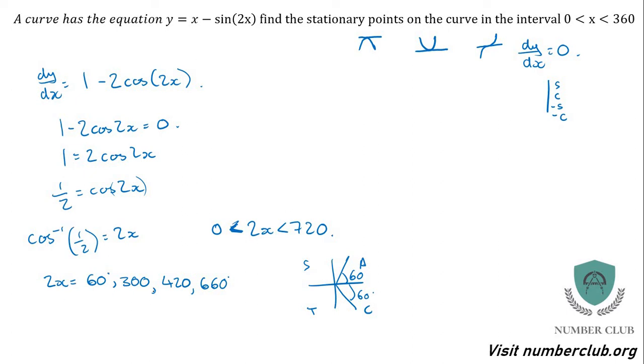Now those are your candidate values for 2x. You always cast first, and then we're going to divide through by 2. So you get x is equal to 30, 150, 210, and 330 degrees.